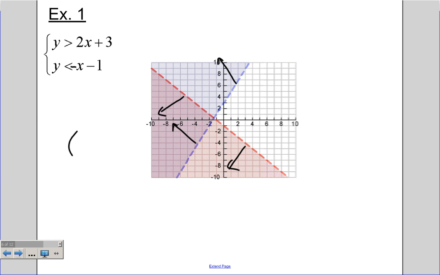We could pick out -8, 0. We could say -10, 5. They're all going to be solutions. That means they'll all work for both of the inequalities. Okay, we can check them both. If we tried -8, 0, we would have 0 is greater than -16 plus 3, and that is true. So you can see it's going to work in this particular one.